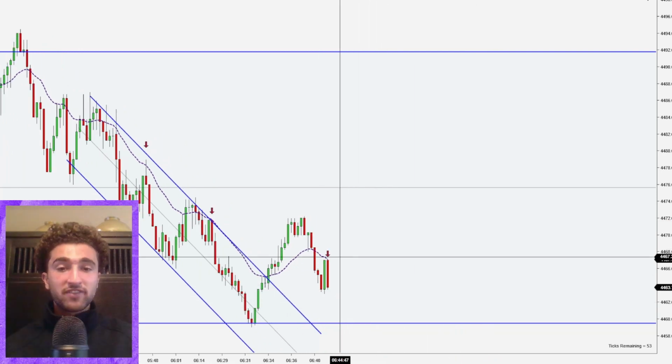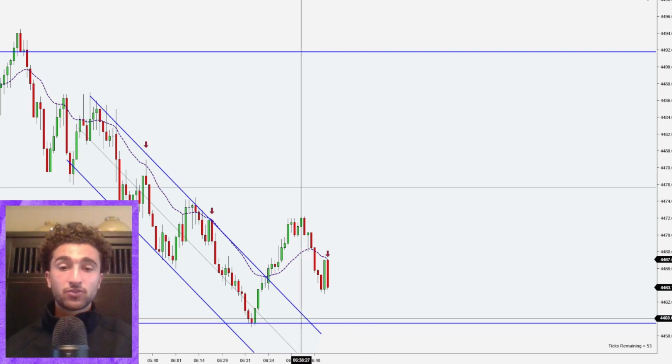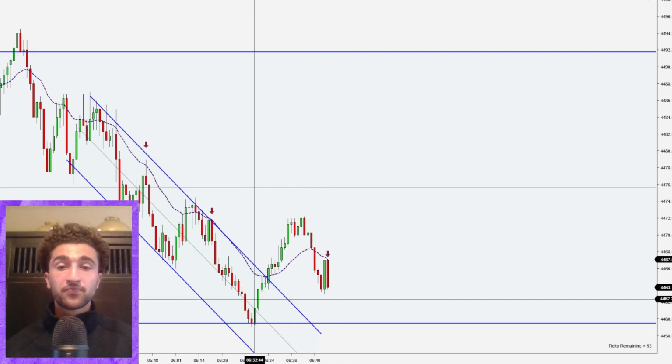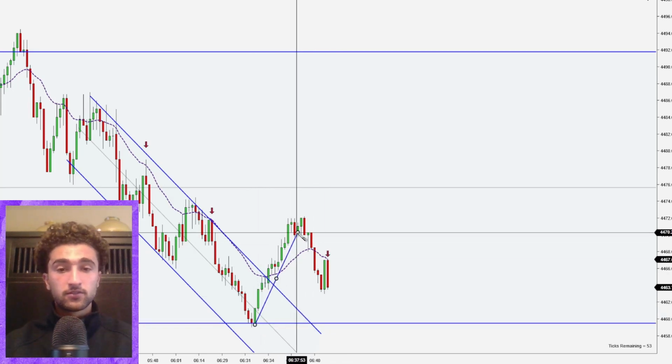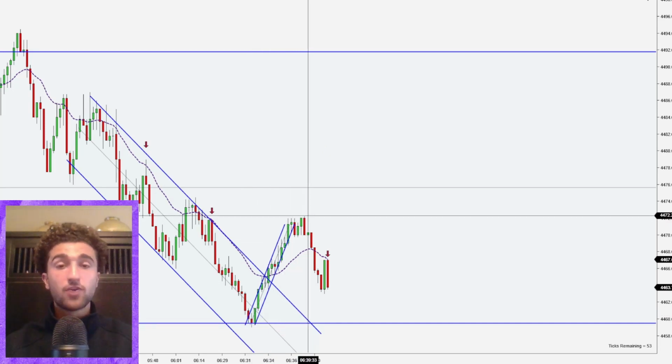So once again, we have another lower high here, another confirmation setup that we're still expecting a new low. We're still trading below the EMA. We tried to work up. We had a slight trend break, new high.